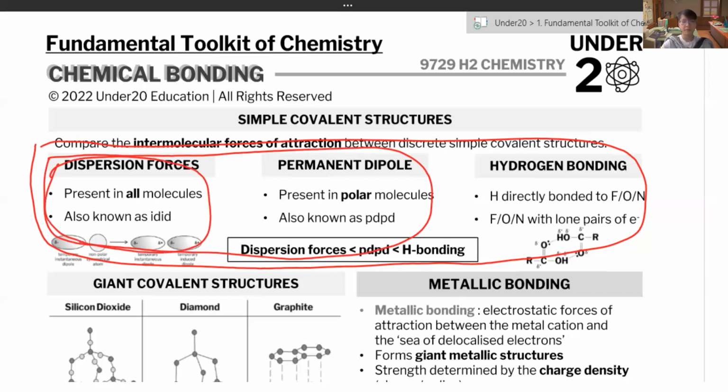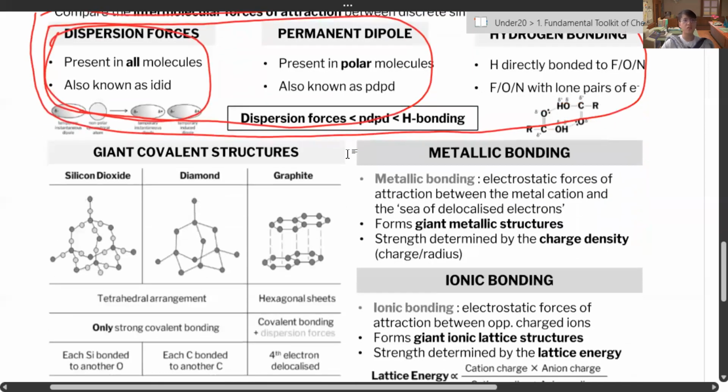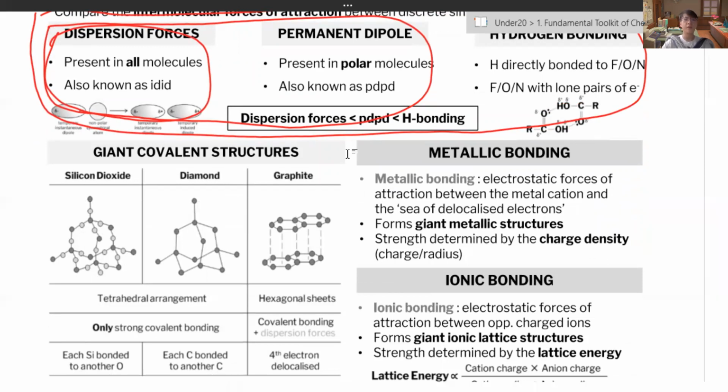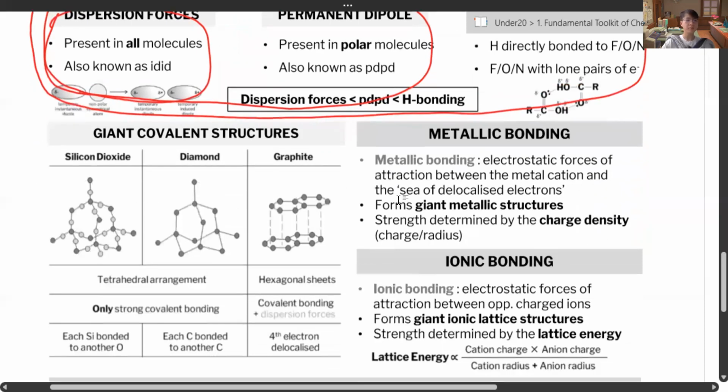So yeah. Okay, let's move on to the next, giant covalent structures. Giant covalent structures are things where you start to look at the covalent bonds, because you can break the covalent bonds, right? Because it's a giant structure, and it has a regular arrangement, right?